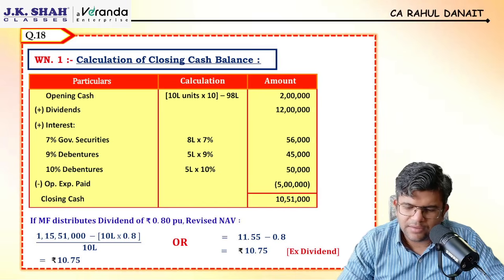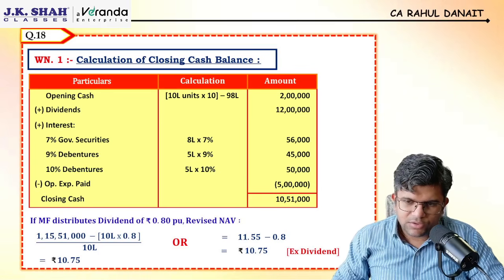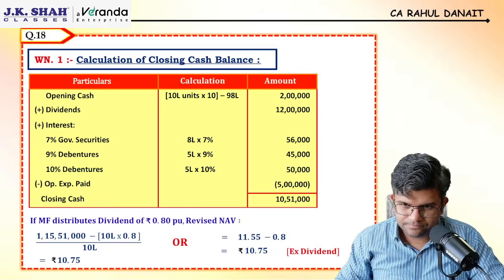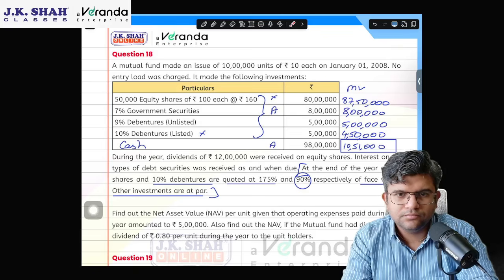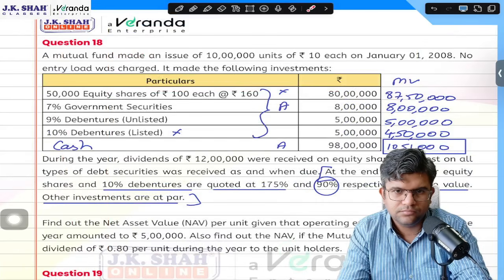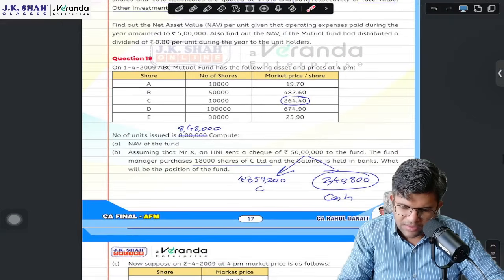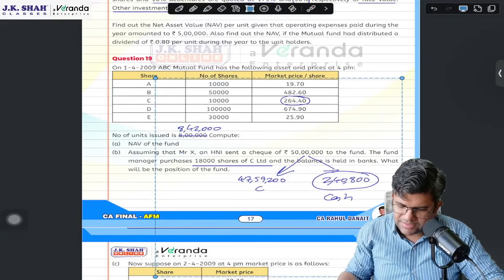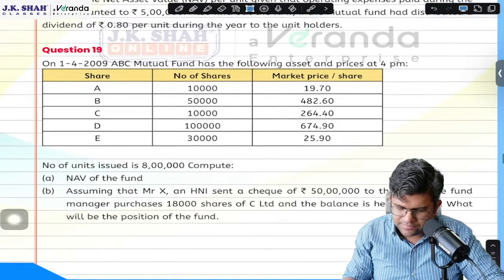Is everyone done? Okay, can I go to the next one? Everyone is requested to read another question which comes very frequently in the exam. Question number 19. Please start reading the question.